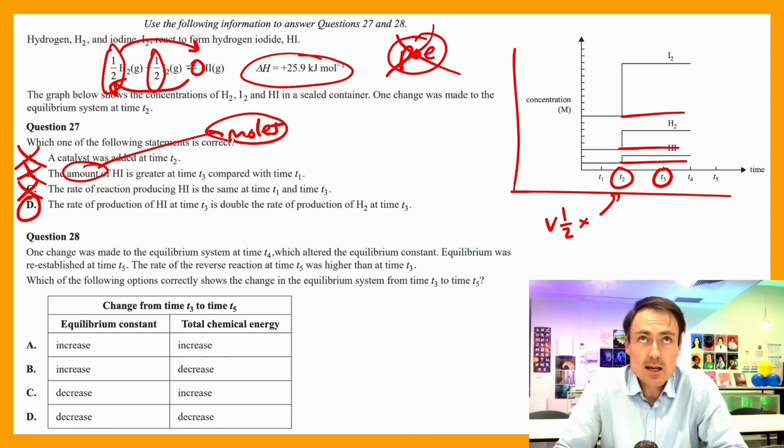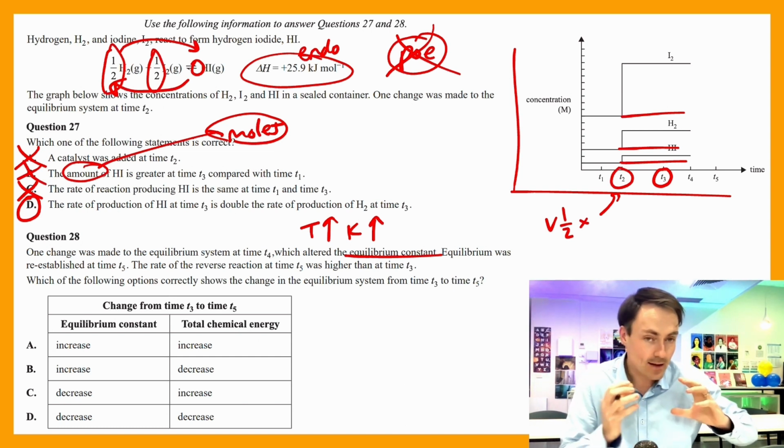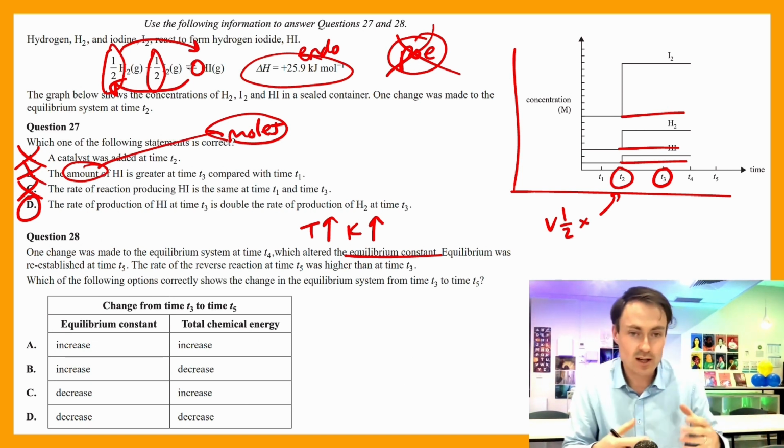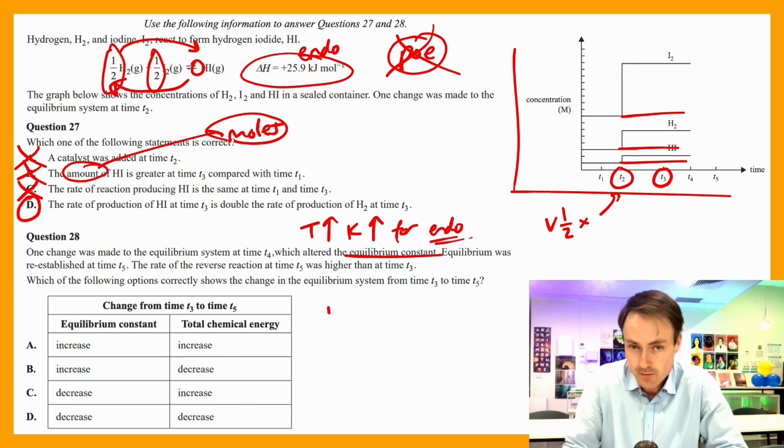Now, question 28. One change was made at time T4, which altered the equilibrium constant. Okay, so to change the equilibrium constant, they must have changed temperature. If temperature went up, then K would have gone up as well, because it's endothermic. And you can logic this through, like if the temperature goes up, it'll proceed in the endothermic direction to partially offset the change that was made. So if temperature goes up, K goes up for an endothermic reaction like this one. If temperature goes down, then K goes down for an endothermic reaction like this one.